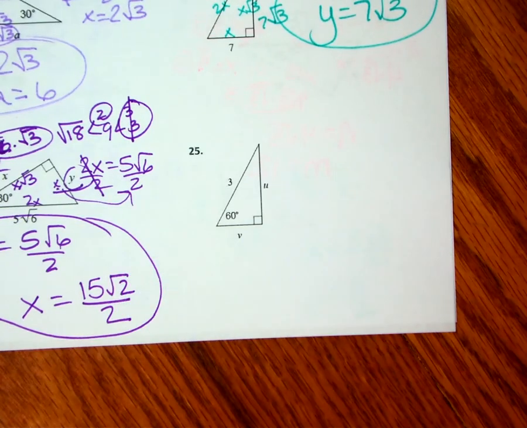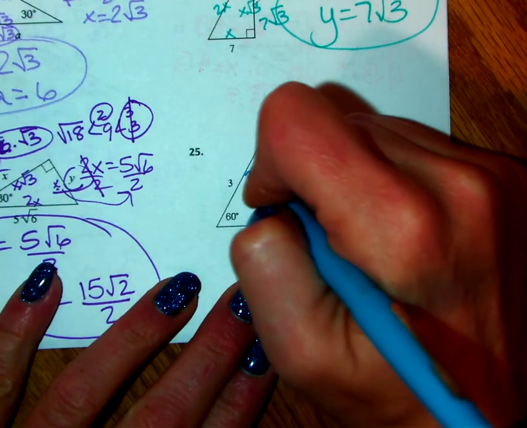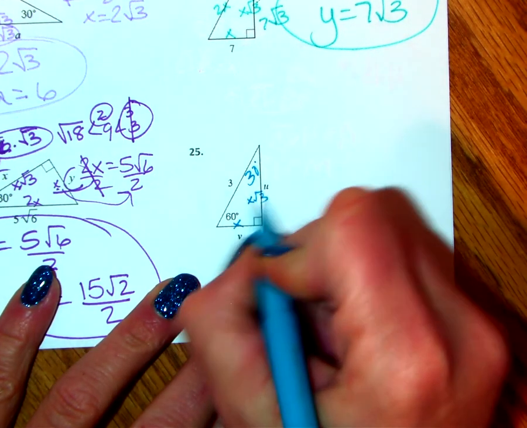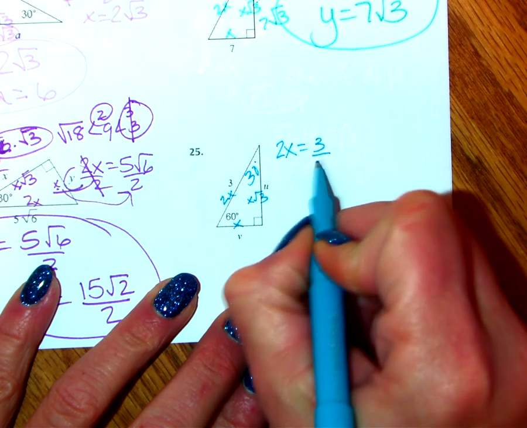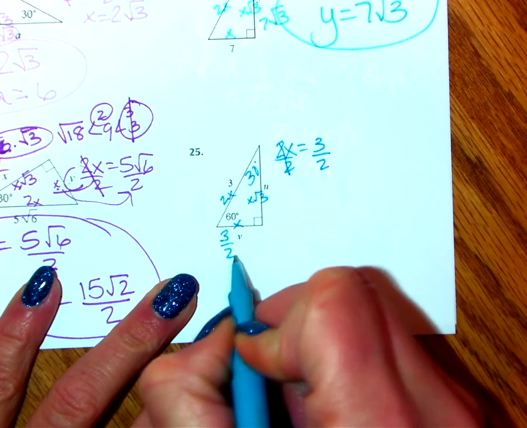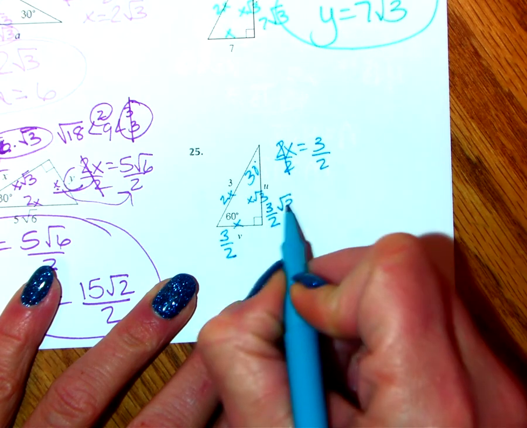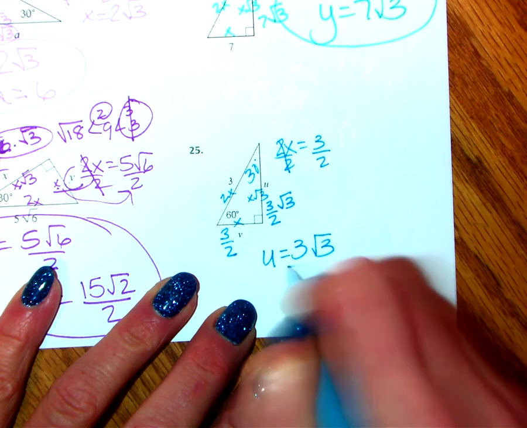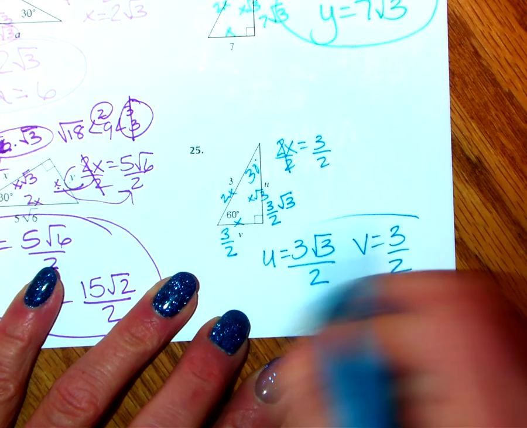Finally, the last one. Now they did lots of examples on these. That's alright though, we got it. Okay, so we've got x, square root of 3, and 2x. So 2x is 3. So when I divide by 2, I get x is 3 over 2. Here, I get x times the square root of 3. So u is 3 square root of 3 over 2. Nothing can simplify. And b is just 3 over 2.